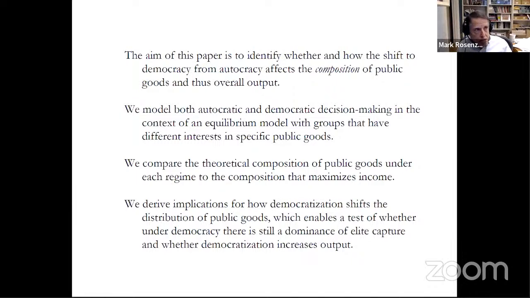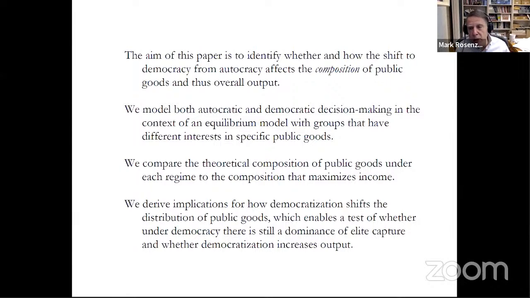Now, it's pretty clear that most of this literature doesn't talk about the mechanisms by which democracy might affect economic growth. And it's pretty clear that one of the ways in which the form of governance is going to affect economic growth is via its influence on the composition of public goods that the government controls. And by public goods, I mean goods that are paid for and determined by the government. Of course, it's paid for by the population, but what we aim to do in this paper is to look at how the shift to democracy from autocracy, and we'll define what we mean by that, affects the composition of public goods and thus the overall output.